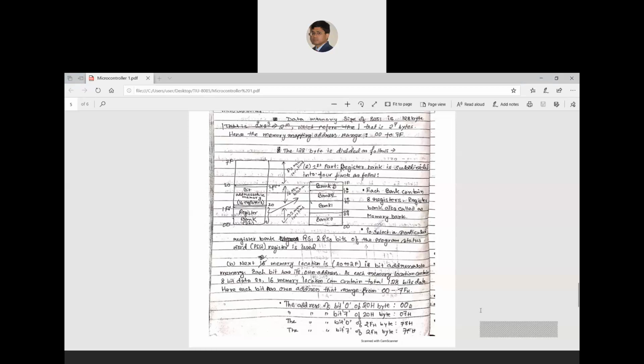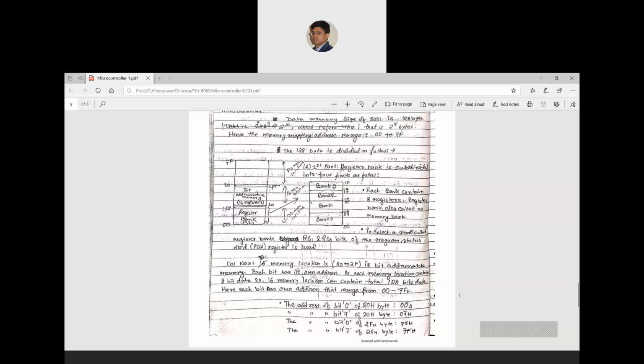So you can see that I have used only 7 bits, and I'm making all the bits 1, so that I can get the final address of that memory and convert that into hexadecimal. So what am I getting? I am getting 7F.